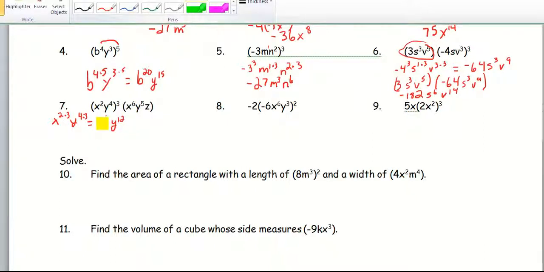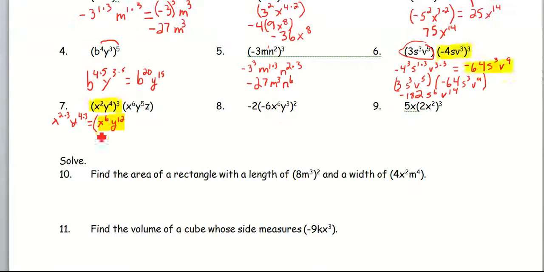Okay? And now we're going to multiply. I'm going to take that part, and multiply it times this. X to the sixth, y to the fifth, z. Now I have an x to the sixth, x to the sixth. That gives me x to the 12th. From a y to the 12th and y to the 5th. Remember, we're adding exponents, so 12 plus 5 is 17. And then I only have a z, so I'm just bringing it down.